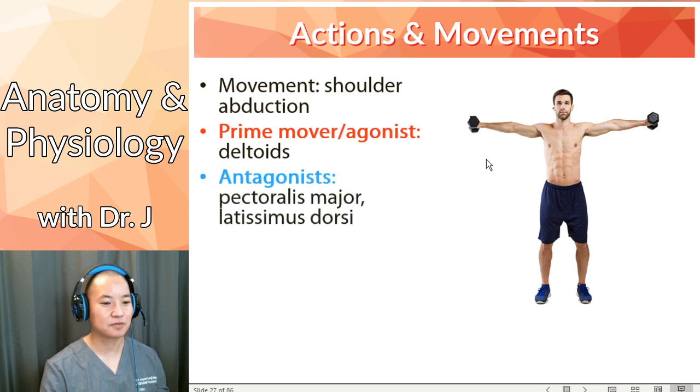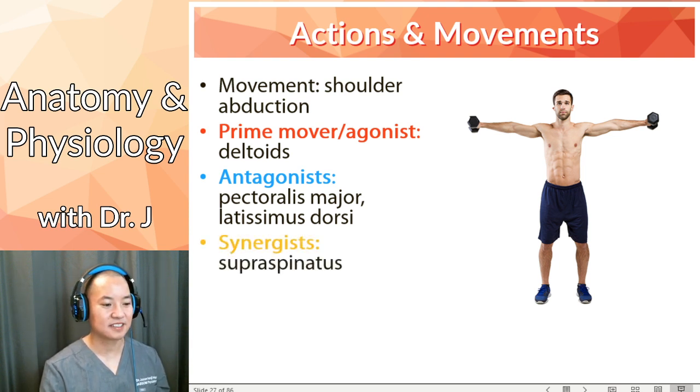And the antagonist, what will oppose that? If he tries to contract his deltoid, but he's also contracting his chest and back, that's actually going to bring his shoulder closer to his midline. So those are antagonists. So sometimes it's not always just one antagonist. Sometimes you actually have multiple muscles that can draw the same joint in the opposite direction.